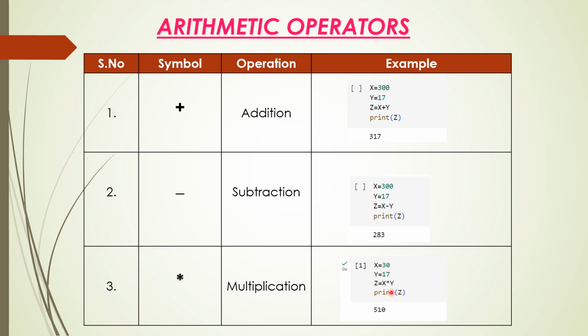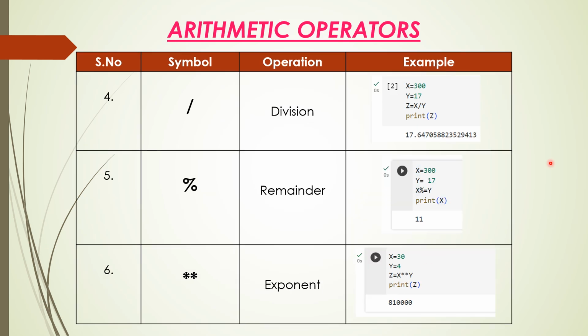So I'm replacing the plus symbol by the asterisk. Same way, I'm replacing the plus symbol by the slash. So it is actually meant for the division operator. So I'm dividing 300 by 17 and I get this answer.